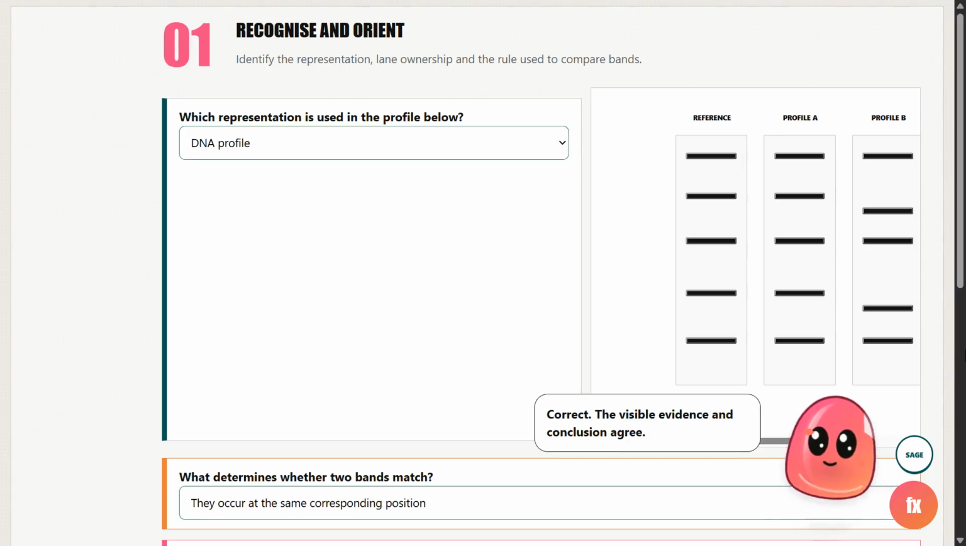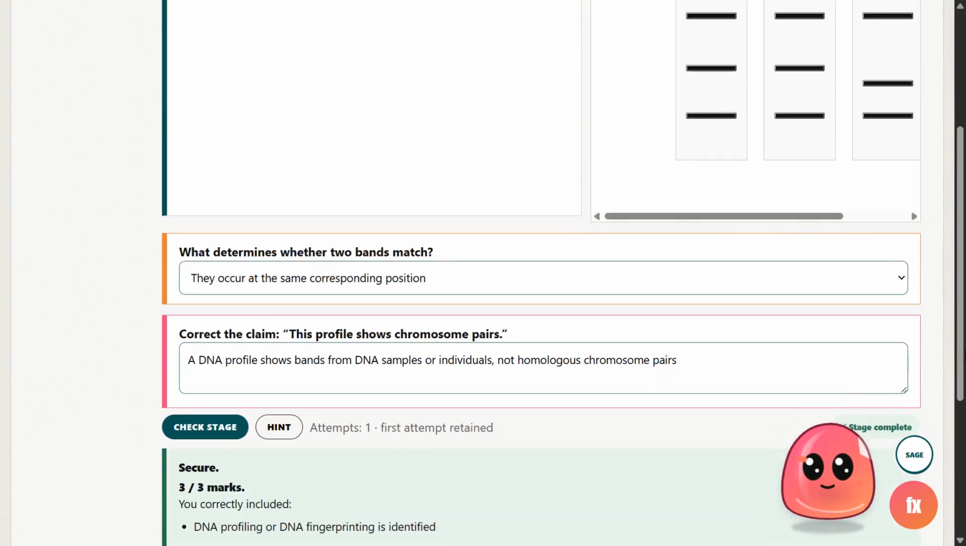Now the Scratchpad asks the same three things. Which representation is this? What decides whether two bands match? And correct this claim: the profile shows chromosome pairs. Try it. The figure is a DNA profile. Bands match when they occur at the same corresponding position. And the profile shows bands from DNA samples or individuals, not homologous chromosome pairs.